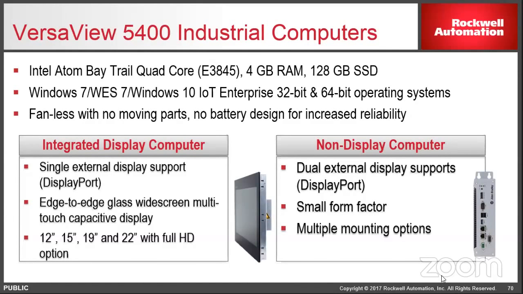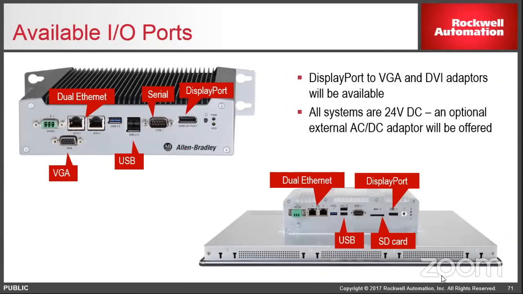So the two classes of product here: we have the integrated display, again 12-inch. This is one of the 12-inch wide. It goes up to a 22-inch wide full HD on the 22-inch model, with multi-touch projected capacitive screens. On the box PC side, it looks exactly like the one right here. You can hook up two 1080p monitors and run your application. Very, very simple PC. With that, you can zoom in to see what the ports look like. These are all DC, 12 to 24 volt DC on the box, and 24 volt nominal on the panel.